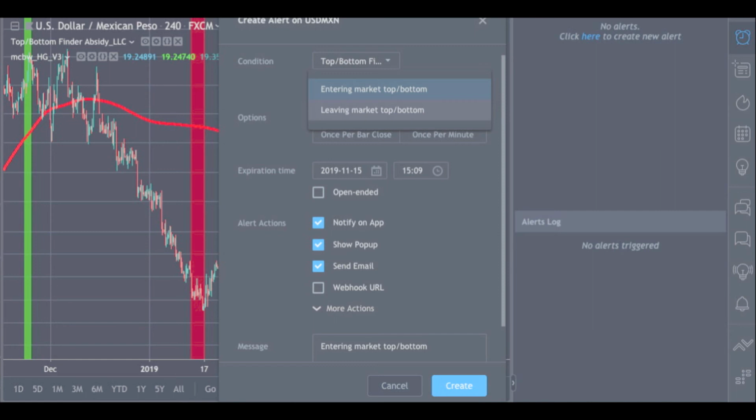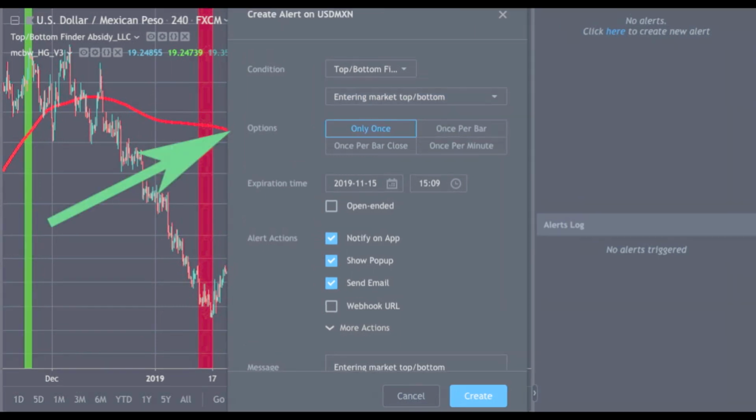In this case, for this strategy we've shown you, you want to select leaving market top or bottom because that will be your signal of when to enter the market. Then select when you would like it to give you this alert, how you would like to be notified, what message you get when you get this alert, and then click Create.